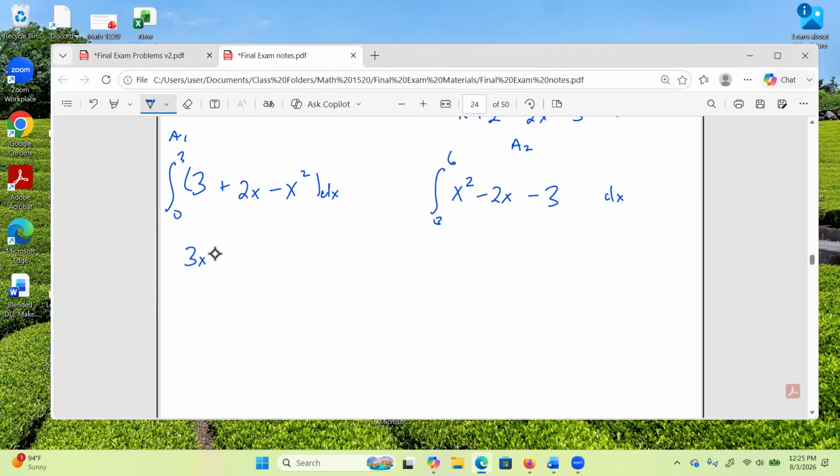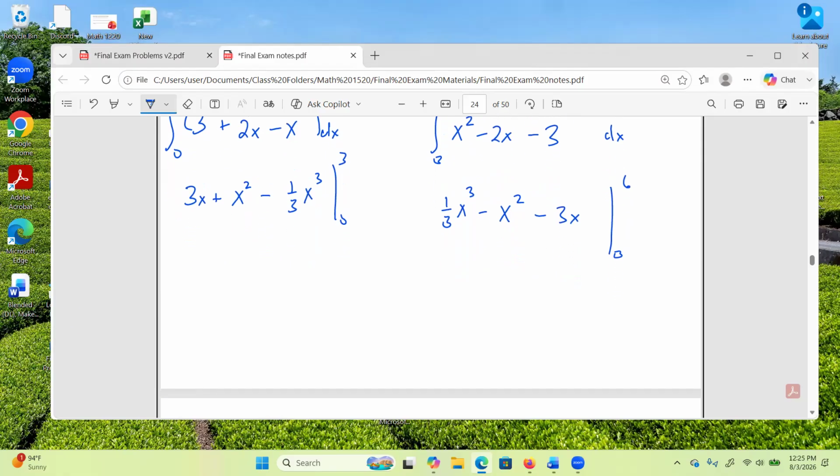So we've got 3x plus x squared, technically 2x squared over 2, the 2's are going to cancel, minus 1/3 x cubed, going from 0 to 3. Okay, for this piece, we have 1/3 x cubed, minus, again, 2x squared over 2, so we're just going to say minus x squared minus 3x, going from 3 to 6. Now, the hard part of the problem begins.